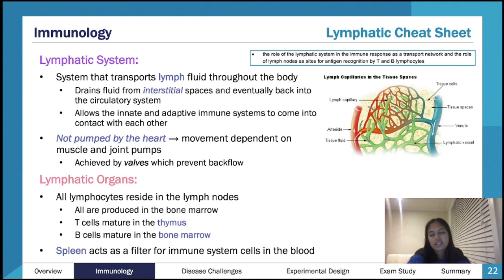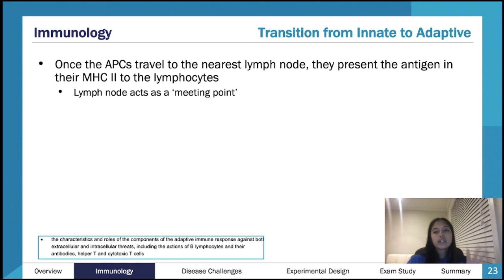Okay, so now we're getting into this real link. You've got your APC, say a dendritic cell. We've had this inflammatory response, we've got an antigen, we're putting it on our MHC2, and we're now going to go all the way to a lymph node. It might be in your neck, maybe in your armpit, wherever. We go to a lymph node, and this is where we're going to interact with a lot of our lymphocytes, our T cells, our B cells, all that stuff hanging around there.